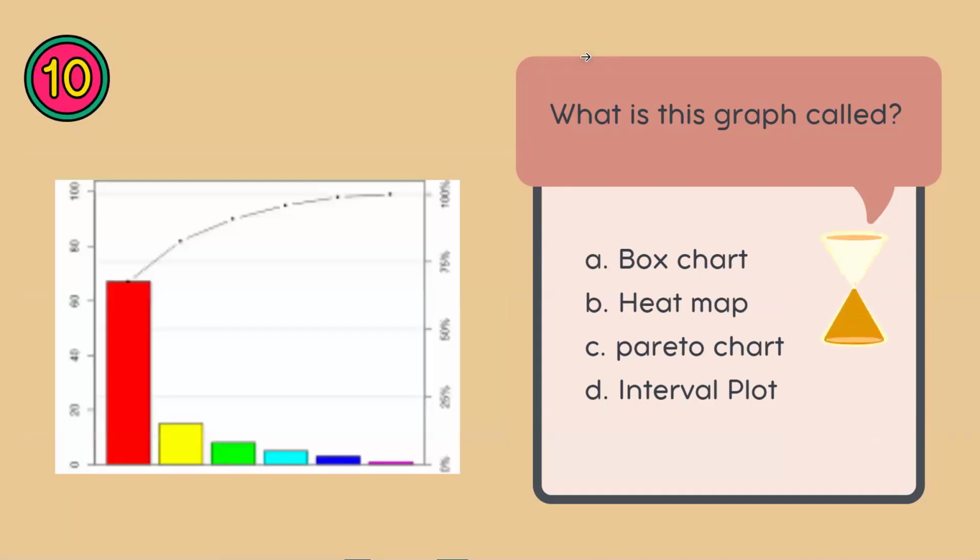And what is this graph called? This graph is called, of course, a Pareto chart. So Pareto chart, 80-20 principle. So you can easily identify that.